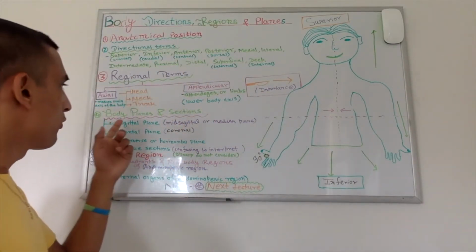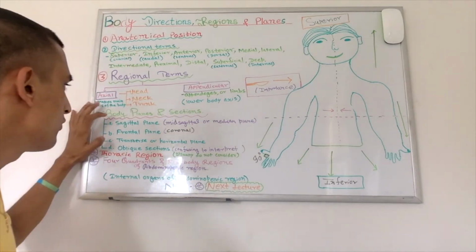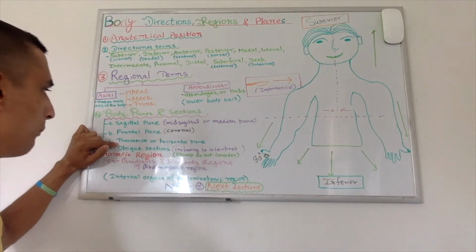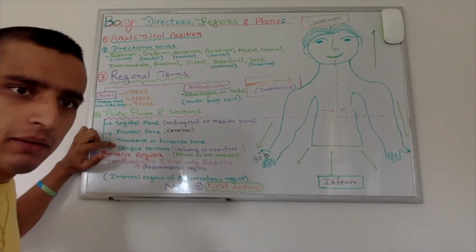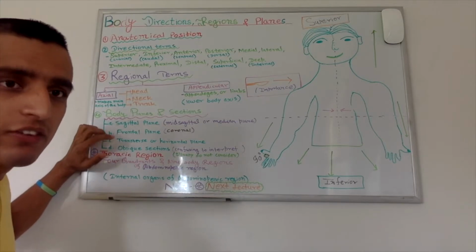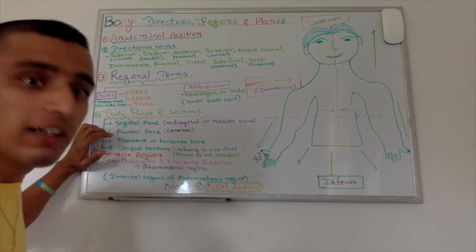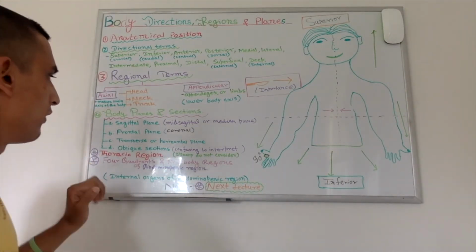So let's talk about some planes. There are basically three planes we will talk about: the sagittal plane, the frontal plane, and the transverse plane. The oblique section is not a plane, but a section. What is a section? When you cut something through a plane, you get a section. So that's a good logic there.